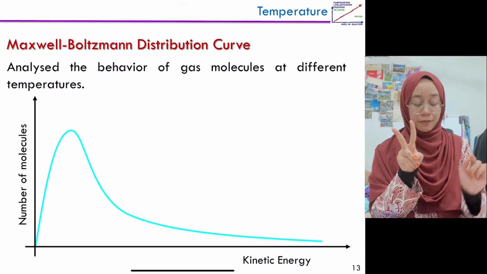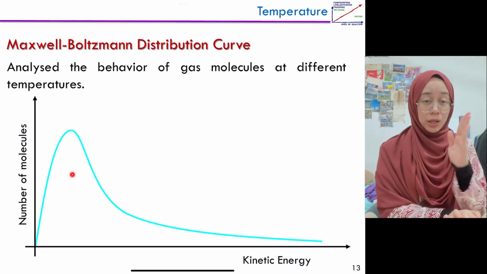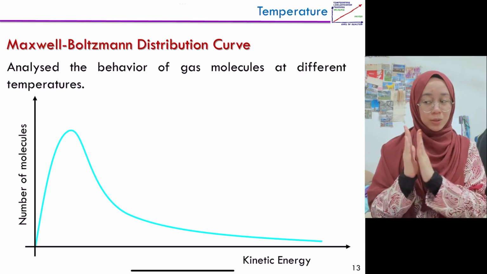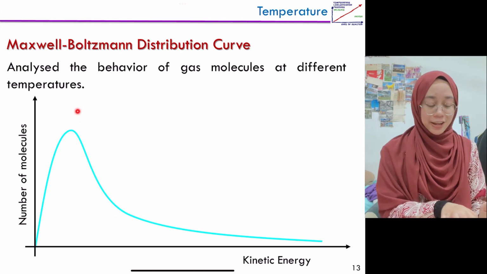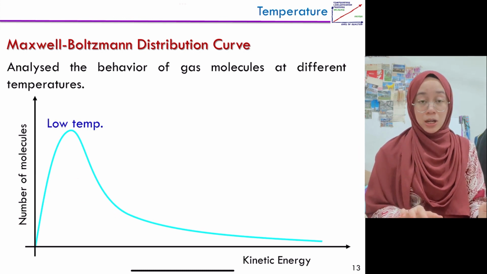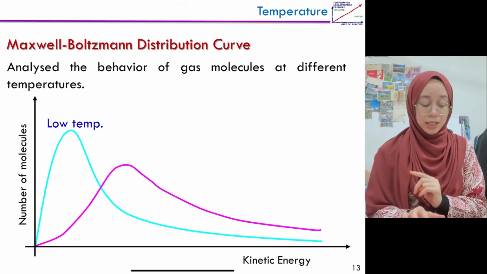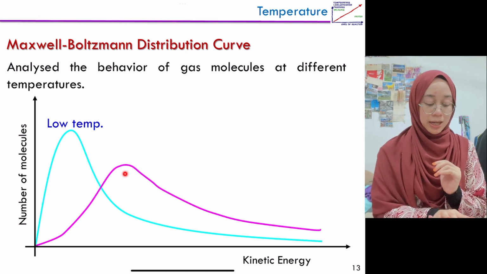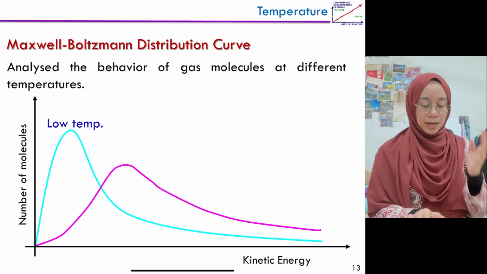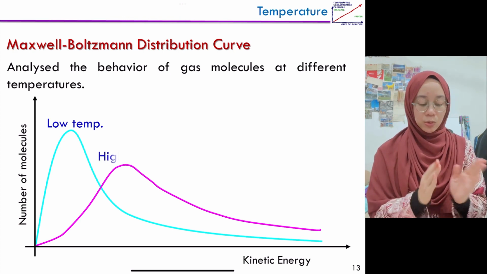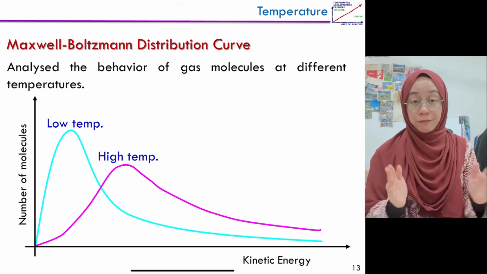The first curve dia punya peak is slightly higher, and then it's slightly going to the left. Saya tak tahu left mana kamu, left. So the left side of the graph. So this is for a low temperature, and then the second curve pula adalah untuk high temperature. Tapi high temperature ni you can see that dia punya peak is slightly lower, and the peak is to the right side, sort of to the middle part of the graph itself.